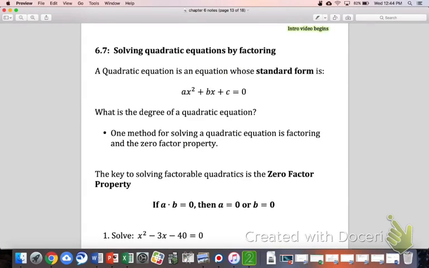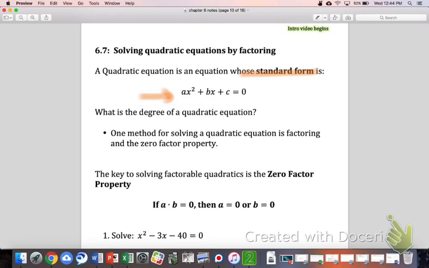This is the intro video for Algebra 1, section 6.7, and in this section we're going to be looking at how to solve quadratic equations using factoring. Later on in the year we'll look at some other methods for solving these, but today it's going to be factoring. So let's define what a quadratic equation is. A quadratic equation is an equation whose standard form is ax squared plus bx plus c is equal to 0.